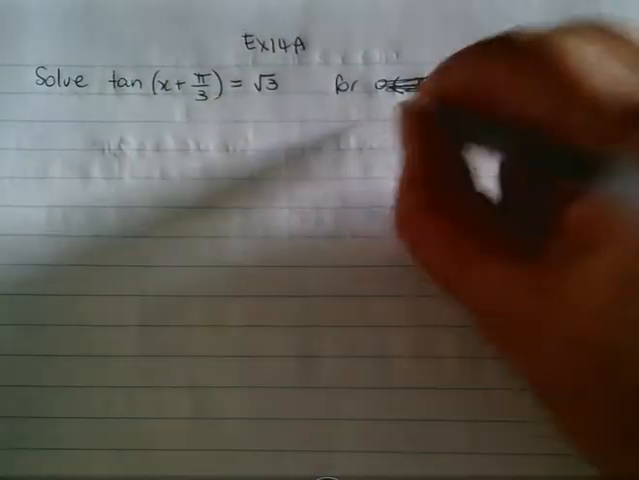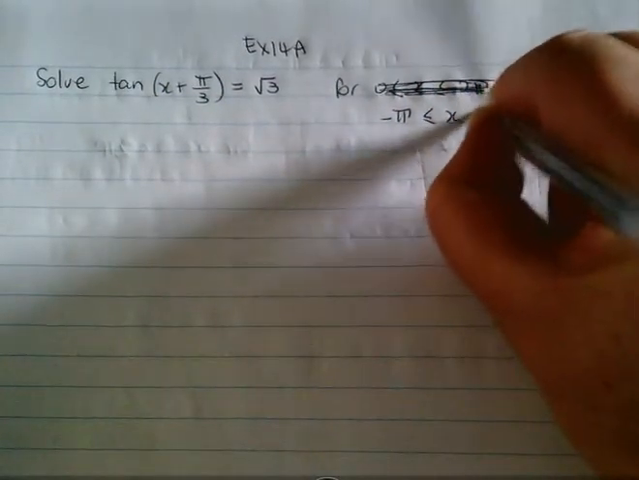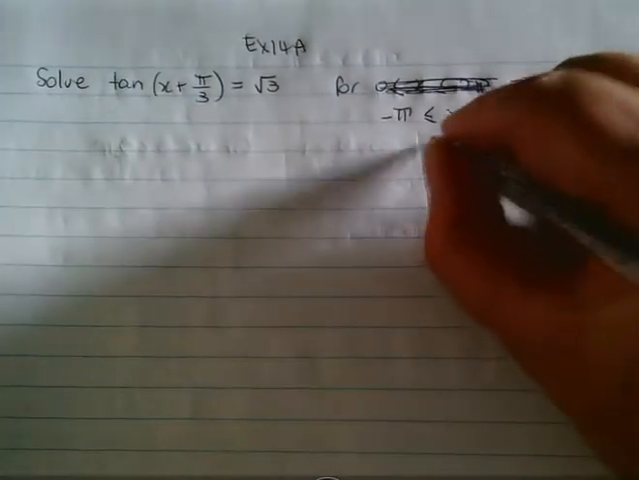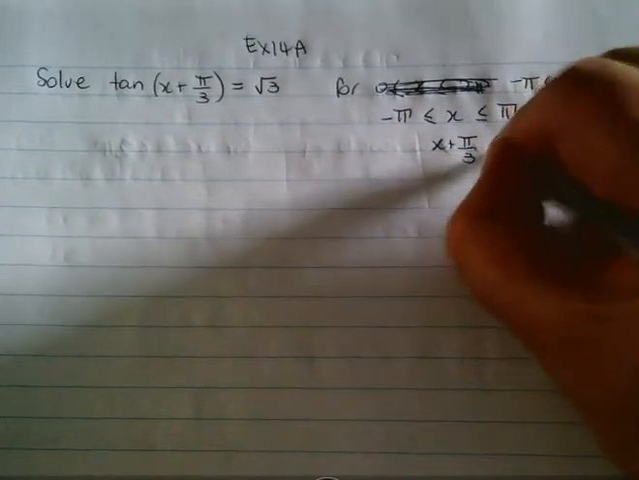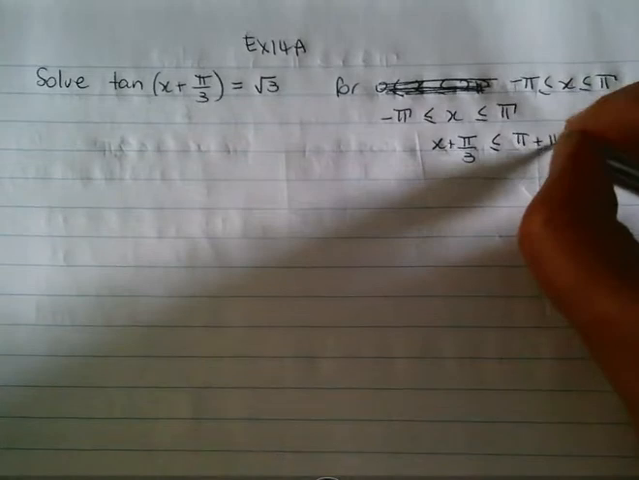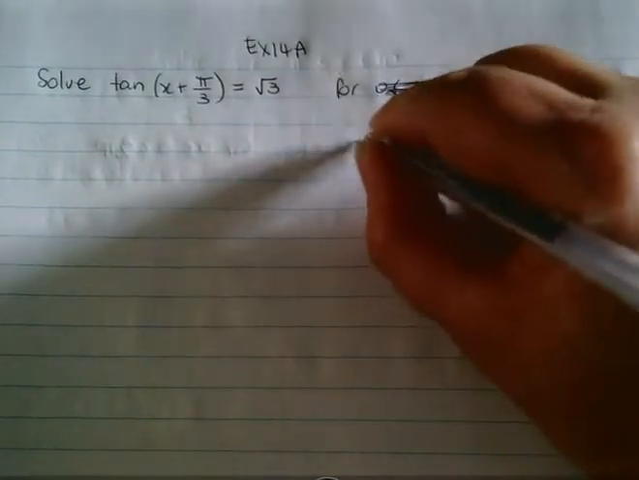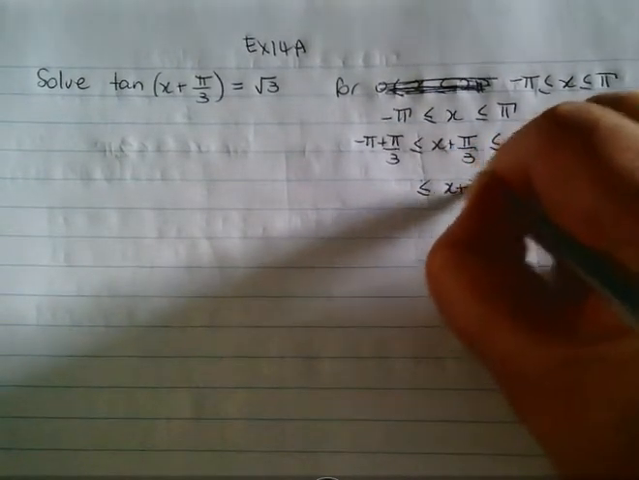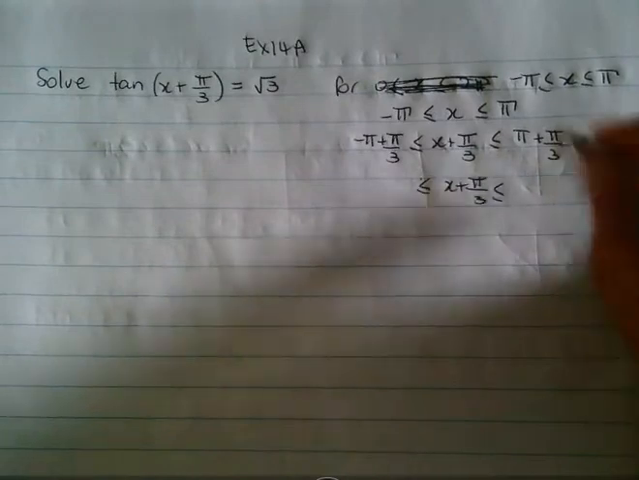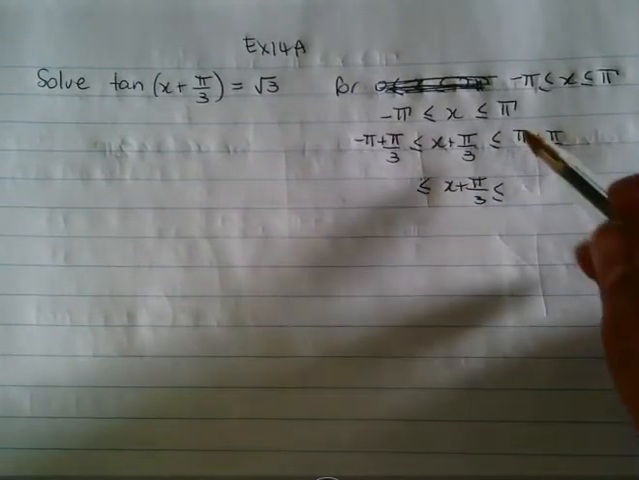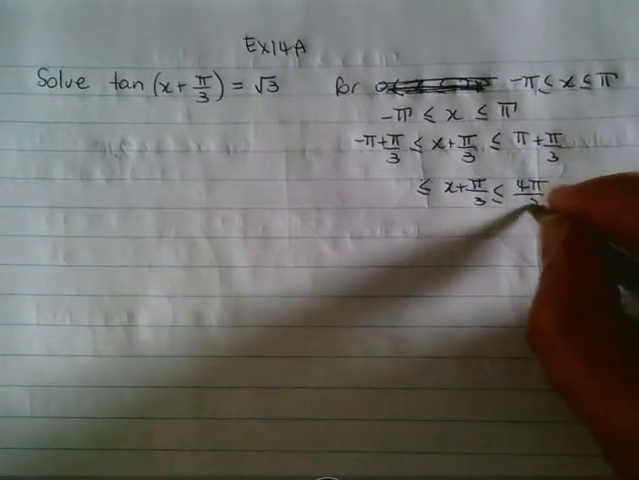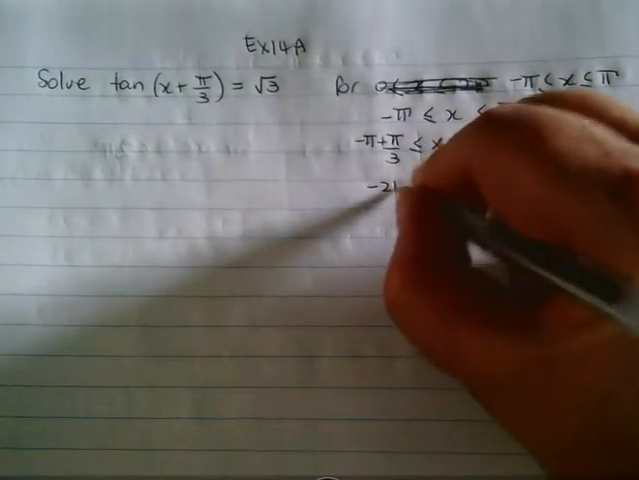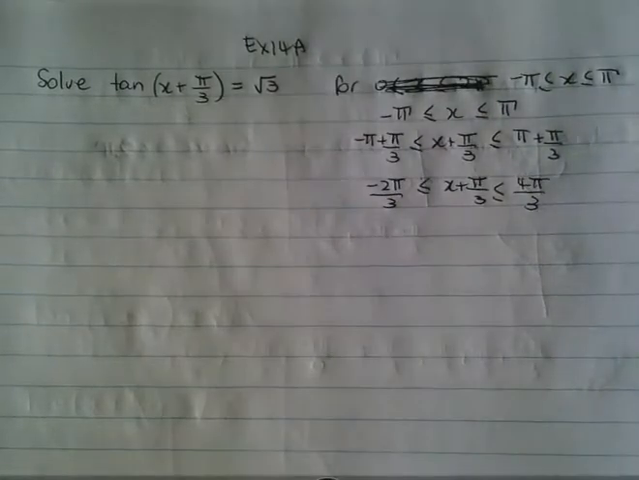Now remember we have to adjust our domain. So at the moment it's between negative pi and pi for x. However, we're looking at x plus pi on 3, so we need to add pi on 3 to each of those endpoints. So this is just my domain to start with. So pi plus pi on 3 is 1 1/3 pi, which is 4 pi on 3. And negative 1 plus 1/3 is negative 2/3, so it's negative 2 pi on 3. So that will be the domain in which I'm working.